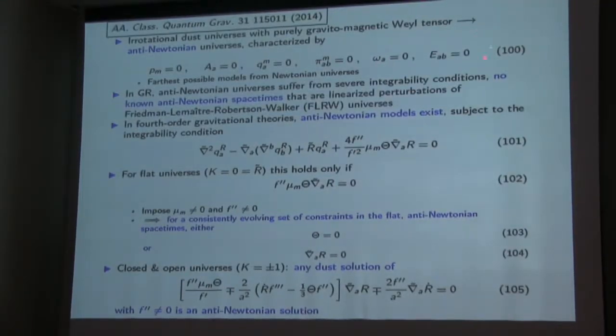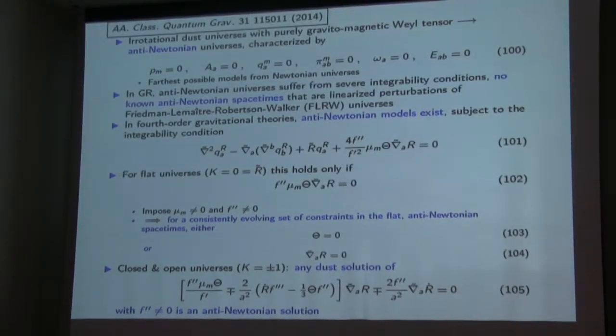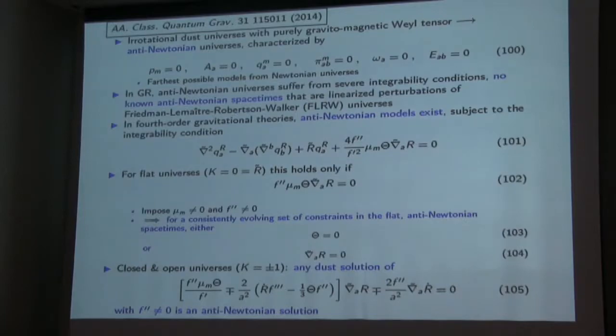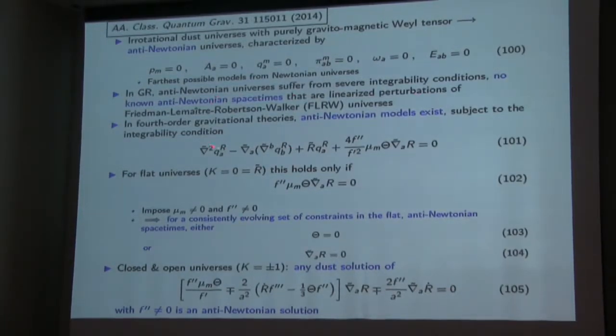And for the case where only the electric part of the Weyl tensor is zero, but not the magnetic component, these models are known not to exist in general relativity. But these models, known as anti-Newtonian models, are allowed in f(R) gravity, provided that this constraint equation is satisfied.